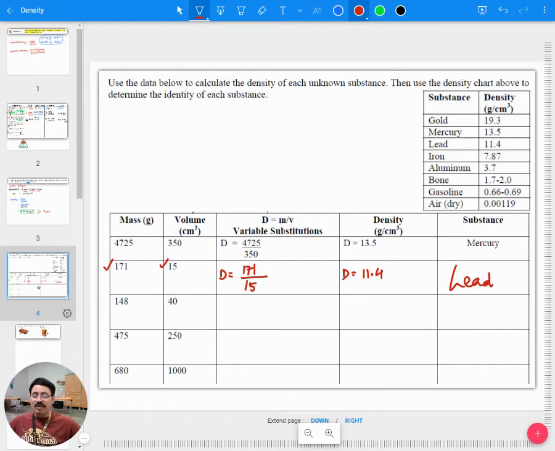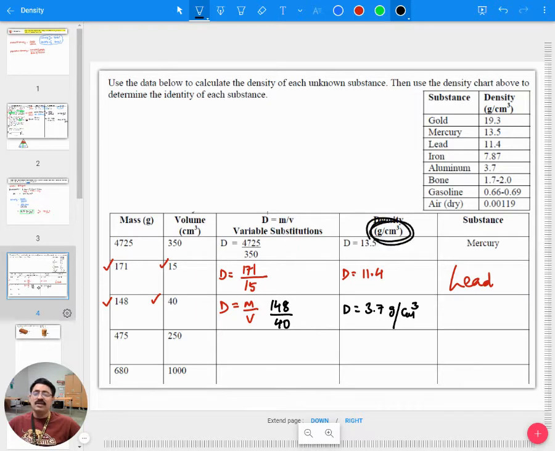Let me take one more question. Mass is given as 148, volume is given as 40. Therefore, density equals mass per volume. Now, let me plug in these values. Mass is 148 grams and volume is 40. So, let me grab my calculator. You also can do the same. So, 148 divided by 40, 3.7. So density is 3.7 grams per cubic centimeter.